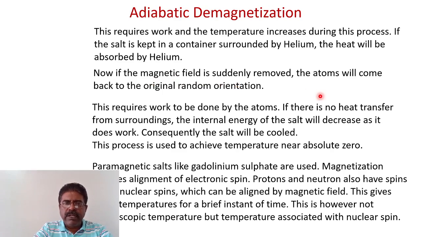Now suppose you suddenly remove the magnetic field, what will happen? The atoms will come back to their original random orientation. Okay, so they will lose this parallel direction to the magnetic field because now you are removing the magnetic field. So they will once again become randomly oriented. So this again requires work to be done by the atoms.